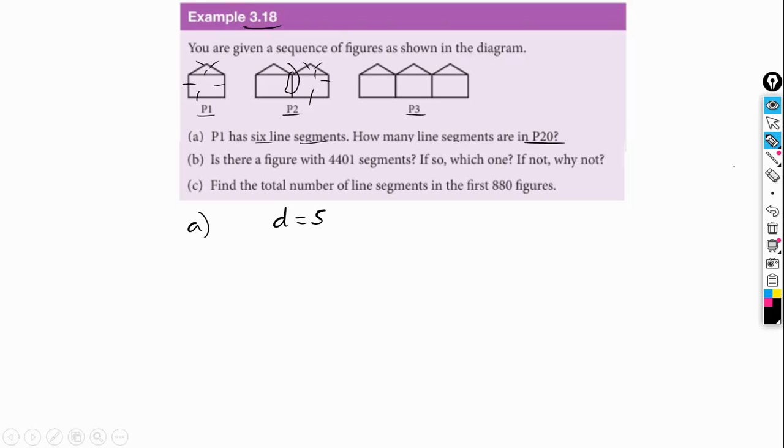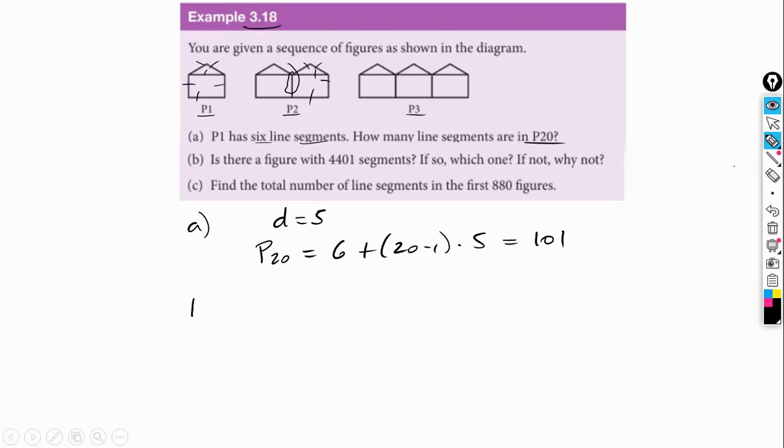So this would be P20 is equal to the first term, which has 6 line segments. So 6 plus 20 minus 1 times the common difference of 5. So if we do the math here, this is going to give us 101. So that means that P20 has 101 segments.